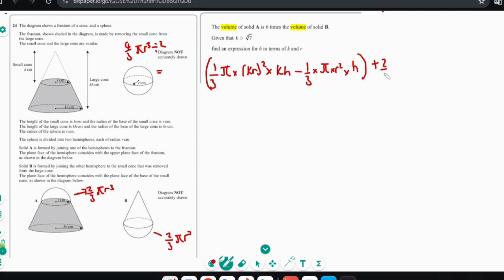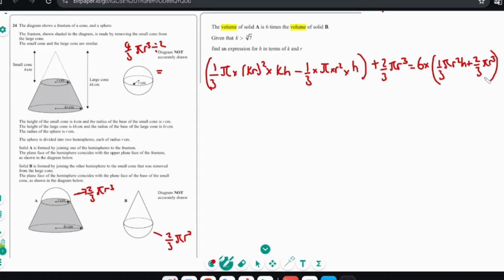plus the hemisphere is equal to 6 times the small cone, add the hemisphere.